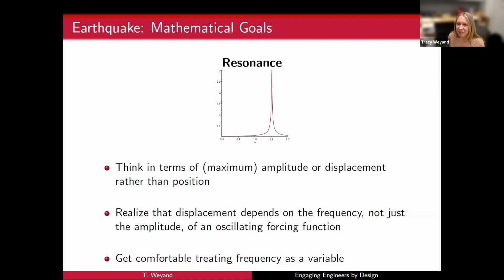And then finally, another thing they really struggle with going through the idea of resonance and trying to find a resonant frequency is they're uncomfortable treating frequency as the variable. T is always the variable, right? Or x. They're not used to omega being the thing that they are taking a derivative with respect to in order to maximize the function.